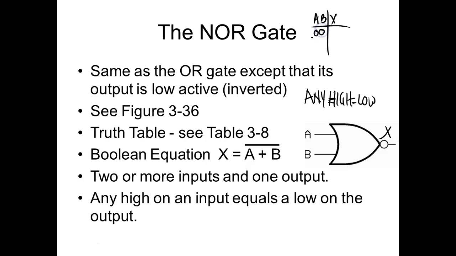Is that any high? No, so the output will be high. Is this any high? Yes, so the output would be low. Is this any high? Yes, so the output would be low. Is that any high? So the output would be low. So it's the opposite of the truth table of an OR. And that's our 5 basic gates. What's our 5 basic gates, guys? AND, OR, NOR.